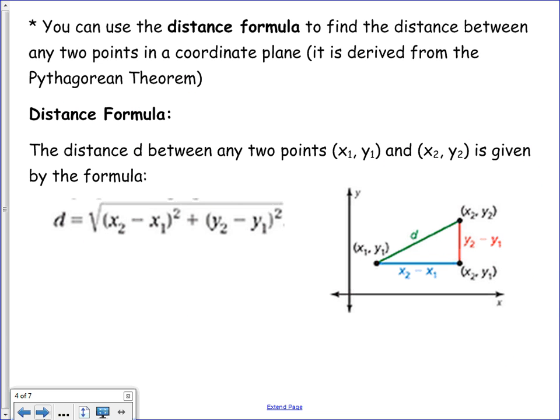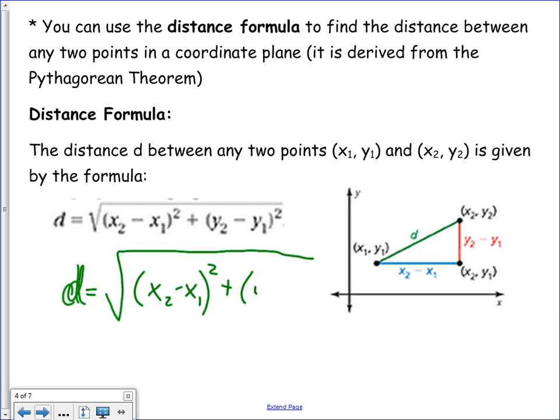Now we have some more information for you. We can use the distance formula, which is derived from the Pythagorean theorem, in order to find the distance between any two points in a coordinate plane. So the distance formula is right here, and I'm going to rewrite it. This is kind of sloppy because I copied it from the website, so it's a little blurry, but the distance d equals the square root of the difference of the x coordinates squared plus the difference of the y coordinates squared.